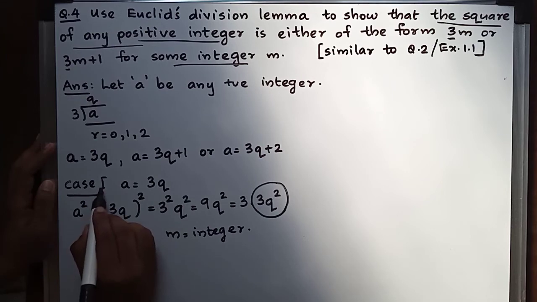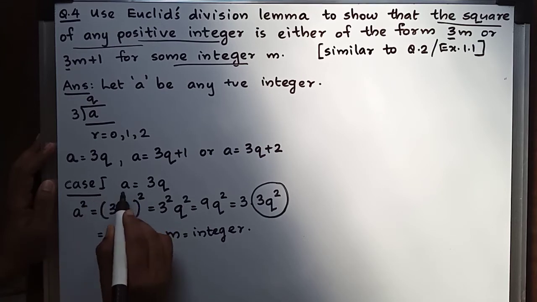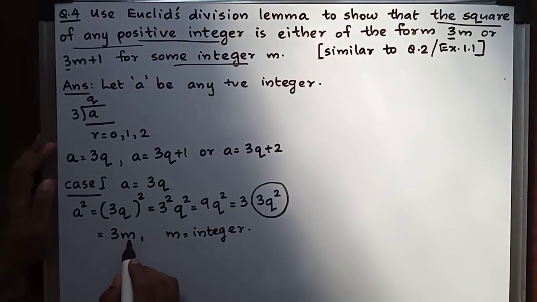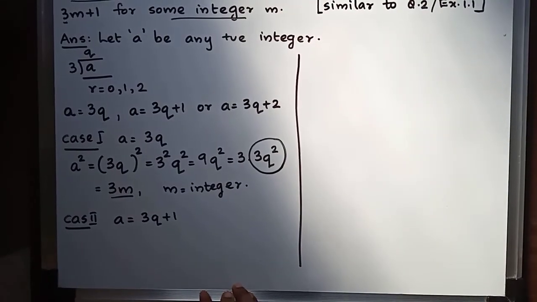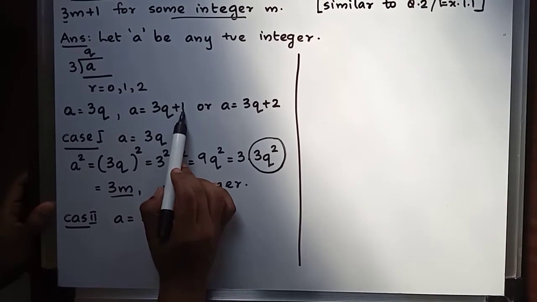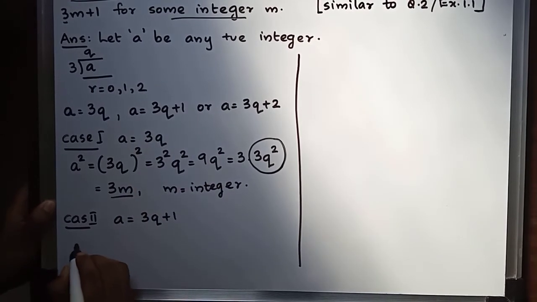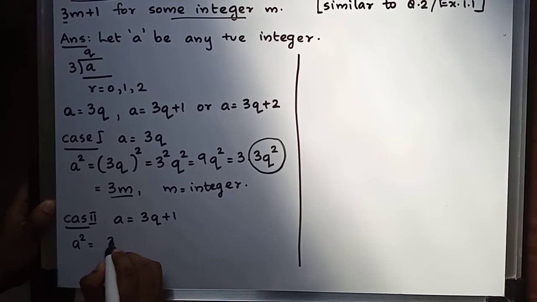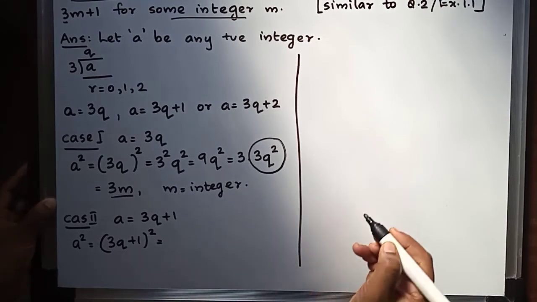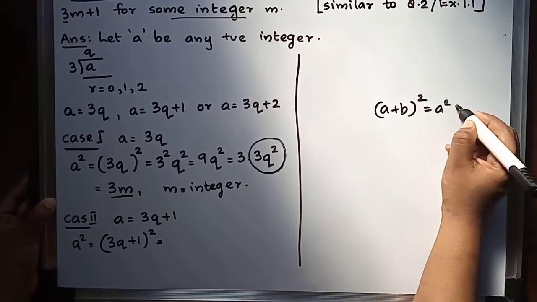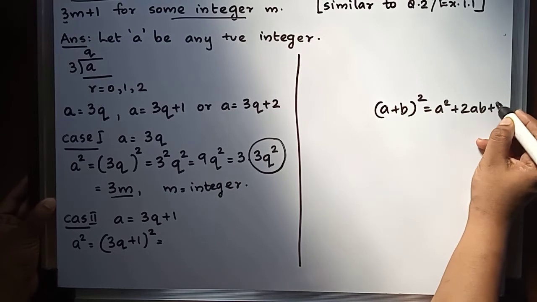So we got, in the first case, the square of any positive integer can be represented as 3m. Now we consider this situation, 3q plus 1. If a is 3q plus 1, what will happen? a square will become 3q plus 1 the whole square. Okay, we know the identity: a plus b the whole square is equal to a square plus 2ab plus b square.